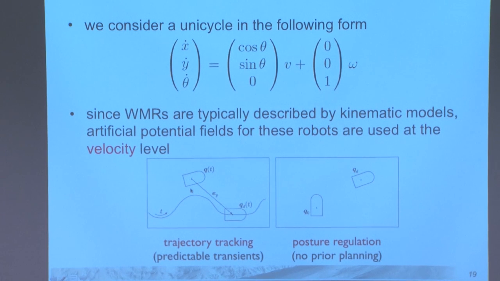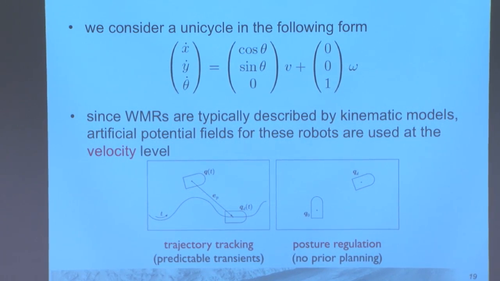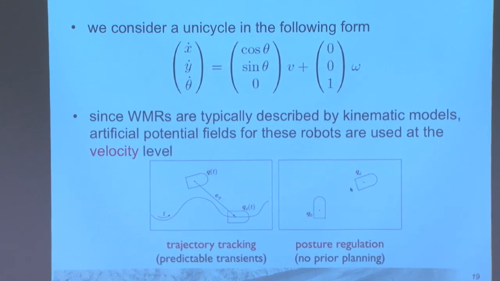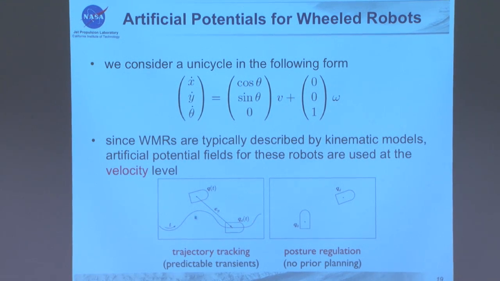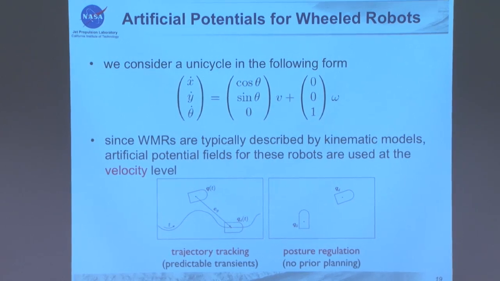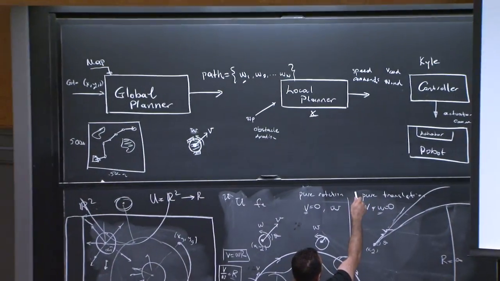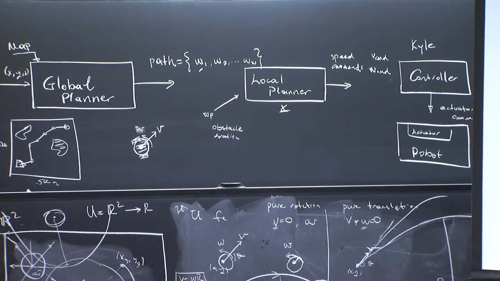When you do local path planning, you usually do two things. The first one is called posture regulation: you have a desired goal position, and you want to reach it. In the second one, you are given a reference, a desired path, and you would like to get as close as possible to this path. The whole idea of local planning is how to define laws to find V and omega. Like I said, the local planner takes a goal point, considers obstacles, and uses some algorithm to generate the desired V and omega.